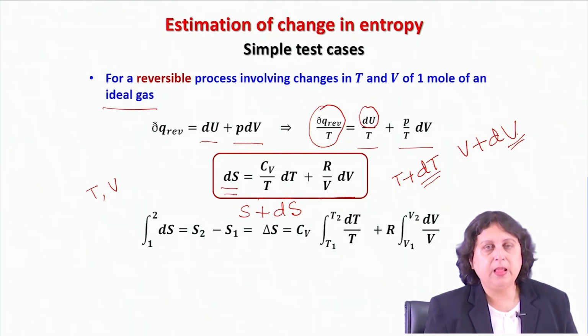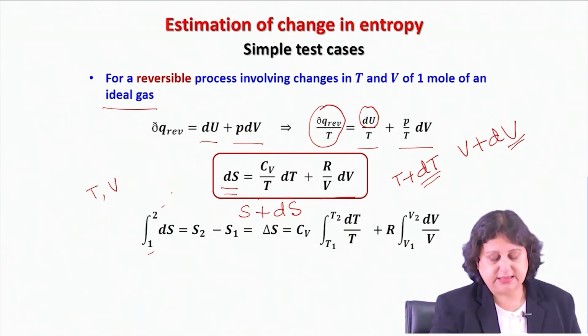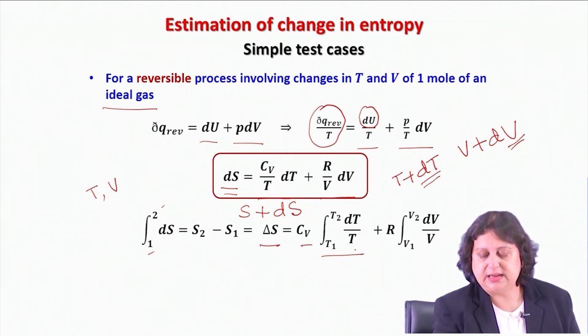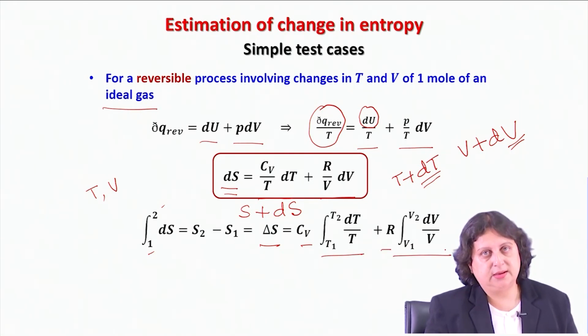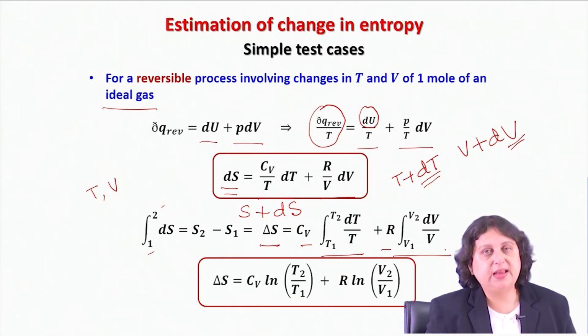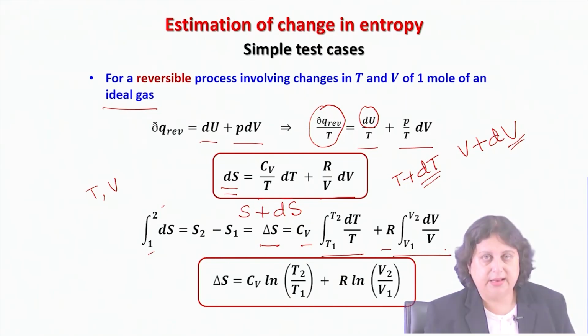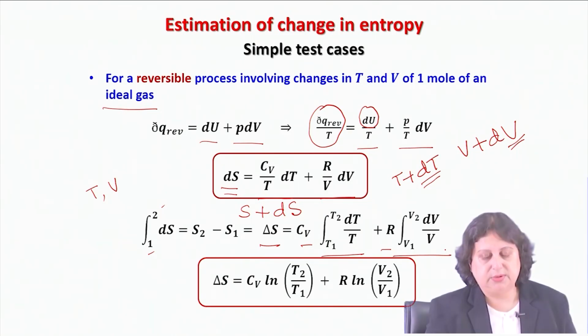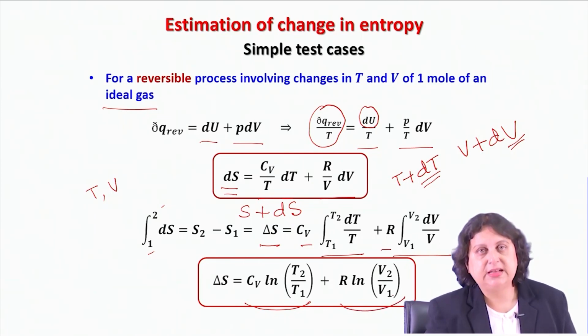If I now integrate between two states, the initial and the final states, I will get delta S, that is equal to Cv into this integral plus R into this integral, and therefore the final result is going to be Cv ln T2 by T1 plus R ln V2 by V1. As you can very easily see, if I have an isothermal process, the first term vanishes, you are left only with the second term. If I have an isochoric process, then this term vanishes and we are left with the first term only.